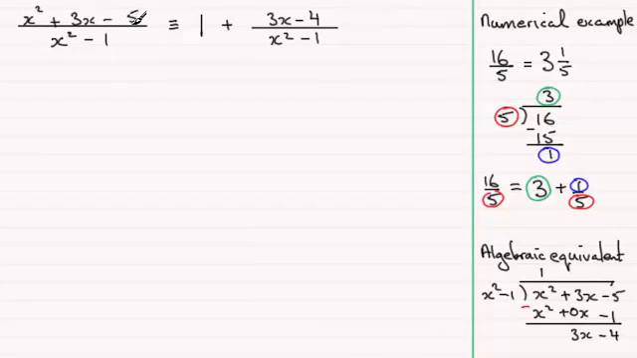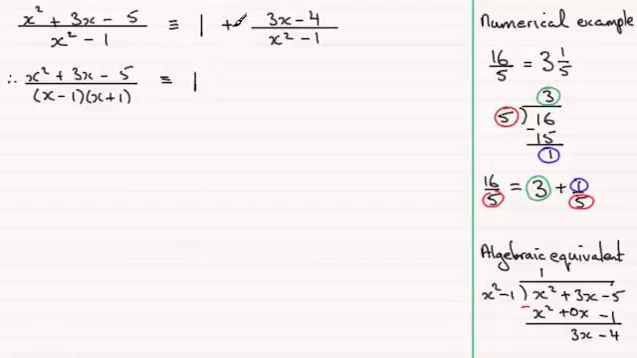However, we'll just carry on. Okay, so if we got something like this, what I would do is split x squared minus 1 up. I can factorize it. So what we've therefore got is x squared plus 3x minus 5, all divided by, well, this is the difference of two squares, so it factorizes to x minus 1 times x plus 1. And this is going to be then identical to the 1, and then this is going to be plus 3x minus 4, and again I'll factorize the denominator here as x minus 1 times x plus 1.